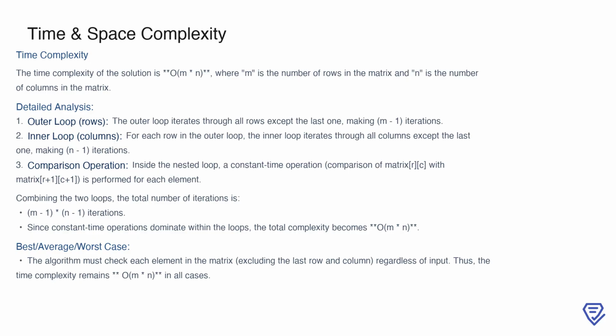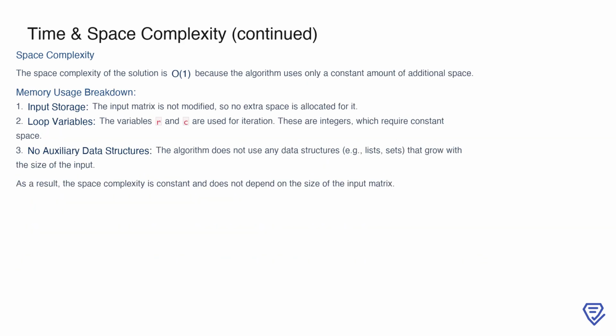This remains true in the best, average, and worst case scenarios because the algorithm always checks each element, excluding the last row and column, no matter the input. The space complexity of the solution is O(1), which means it uses a constant amount of additional memory regardless of the size of the input matrix.